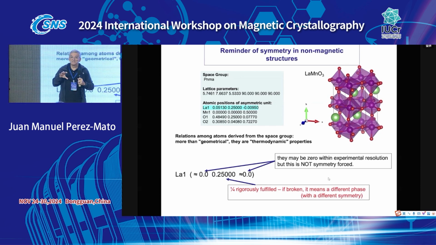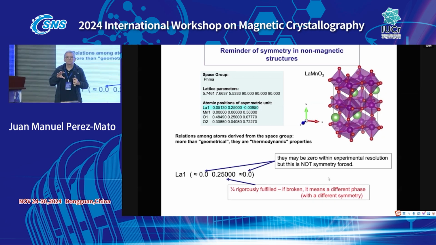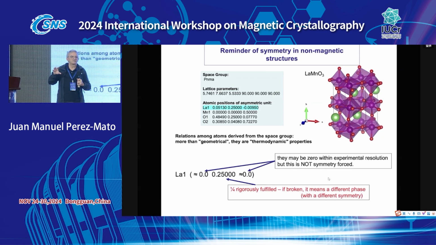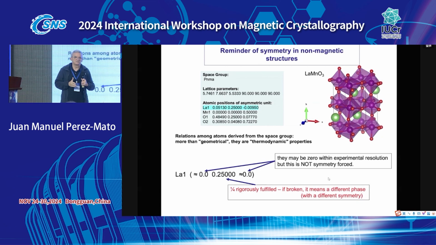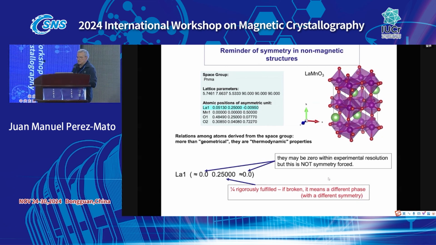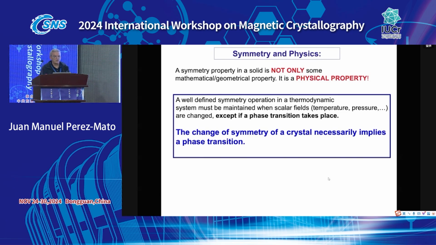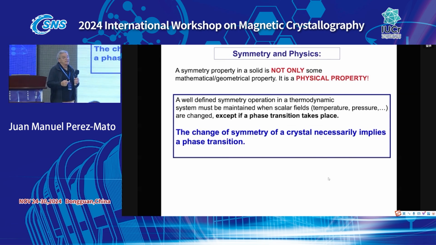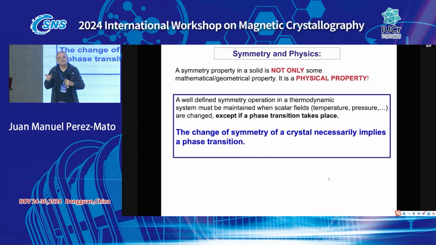Okay? So it means that when we assign some symmetry to a material, we are not assigning only geometrical properties or geometrical relations. We are assigning some property which is a physical property, in the sense that it does not change except if you have a phase transition. And I continue with this stress that the change of a symmetry of a crystal necessarily implies a phase transition. Not the other way around. I mean, you can have phase transitions without change of symmetry. But if you have a change of symmetry, you have a phase transition.